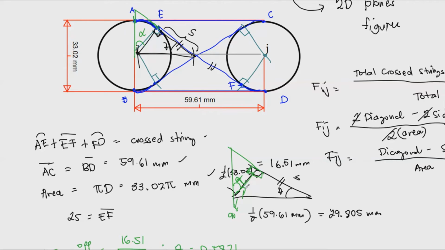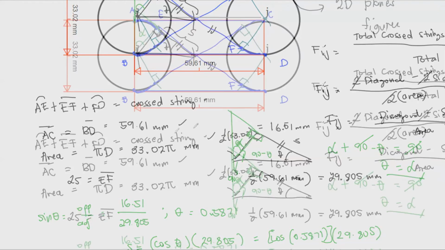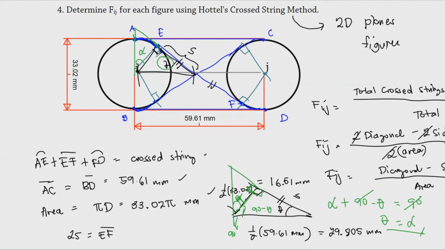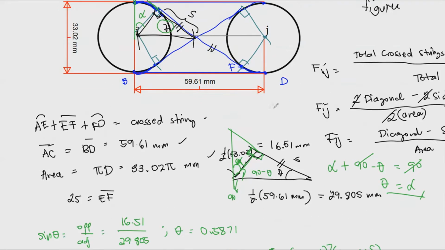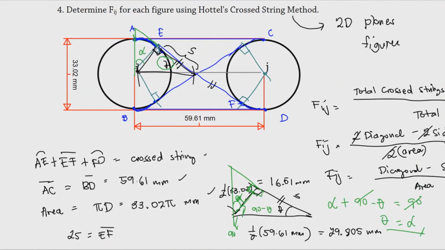And knowing that this is 90 minus this theta, we could also tell from this inspection that this angle here would be equal to alpha plus 90 minus theta is actually equal to 90. Therefore, if we cancel this out, theta would be equal to alpha. So by similar triangles, the alpha that we need to find here is actually equal to the value of our theta. So let's use theta to find the arc length, which is AE.